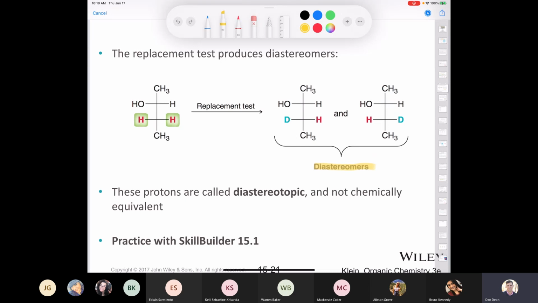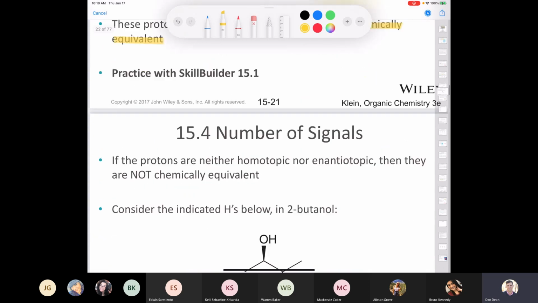They're not homotopic. They're not enantiotopic. Therefore, they're not chemically equivalent. So whenever we do the replacement test and we end up with diastereomers, the protons, again, are diastereotopic and they are not chemically equivalent. So what have we covered so far? We've covered homotopic and enantiotopic. Those protons are chemically equivalent. And now we've covered diastereotopic. Diastereotopic protons, if you do the replacement test, you don't end up with the same compound. You don't end up with enantiomers.